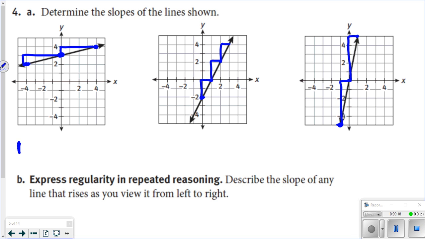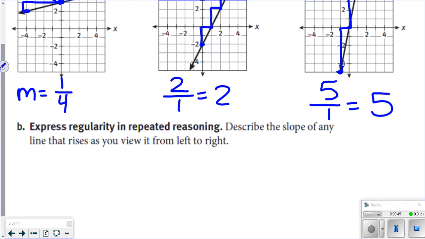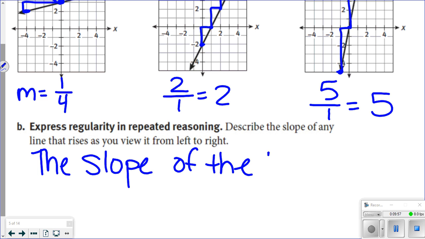So my slope for this one, I'm rising 1 and I'm running 4. I'm rising 2 and I'm running 1, and that reduces to just 2. This one I'm rising 5 and running 1, and that just reduces to a 5. Question B, describe the slope of any line that rises as you view it from left to right. The slope of the line is positive.